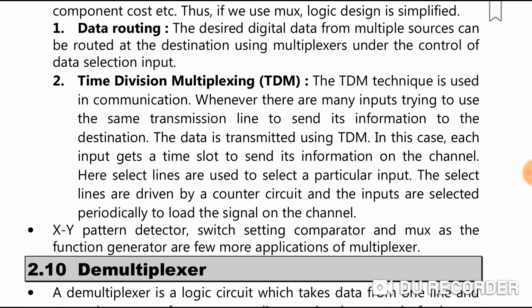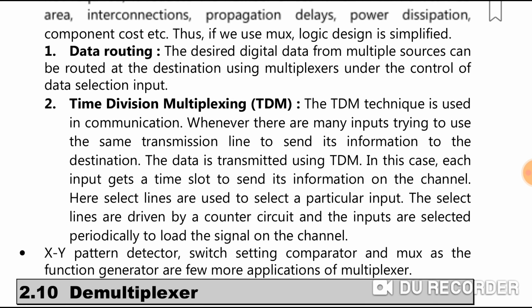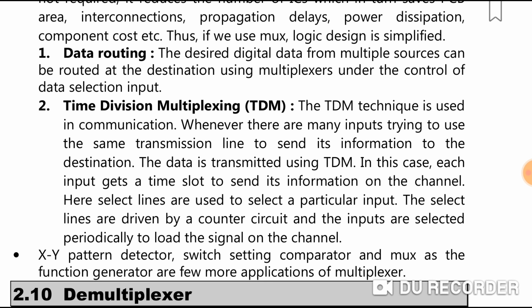Now, data routing is the first application of multiplexers. The desired digital data from multiple sources can be routed to the destination using multiplexers, under the control of the data select inputs. Now the second is time division multiplexing.